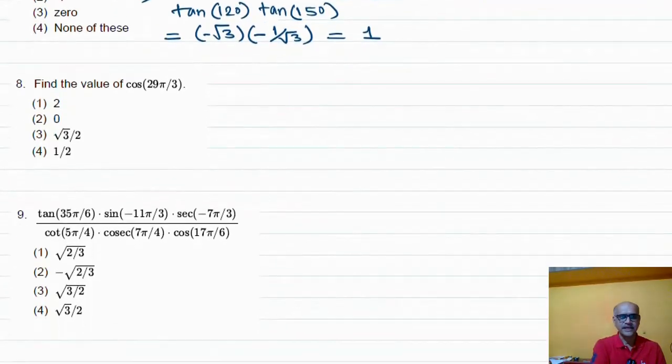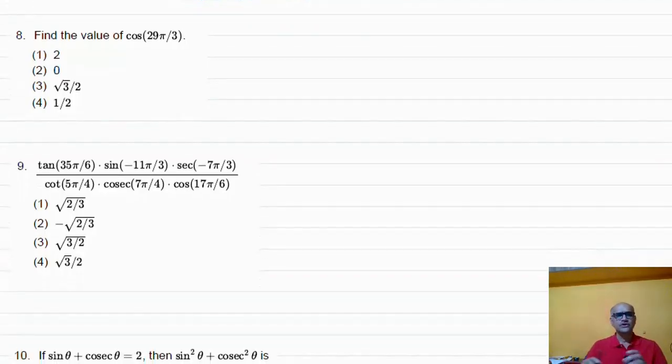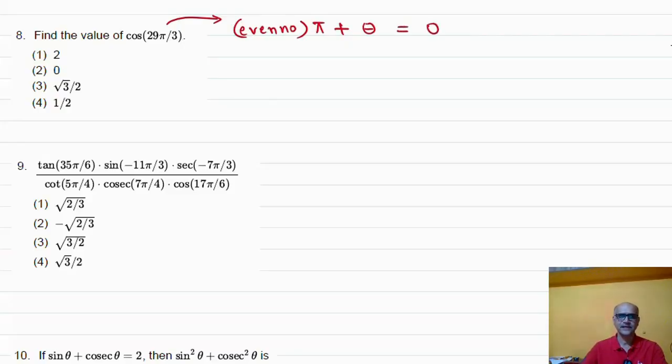cos 29 pi by 3. Now here, most students try to convert that radian into degrees and solve. It becomes lengthy and difficult. Instead of converting from radians to degrees, if you write the angle in this form, an even number into pi plus theta, then directly this can be taken as theta.